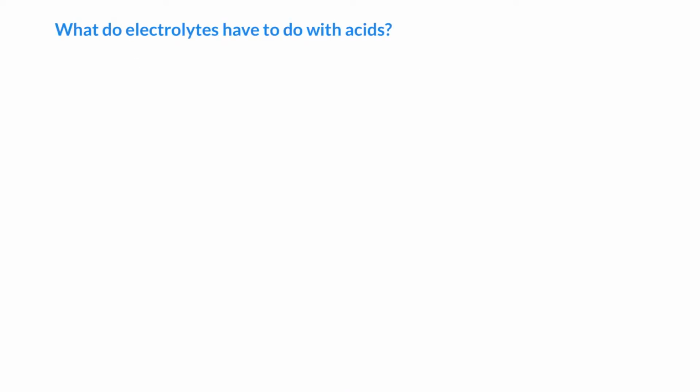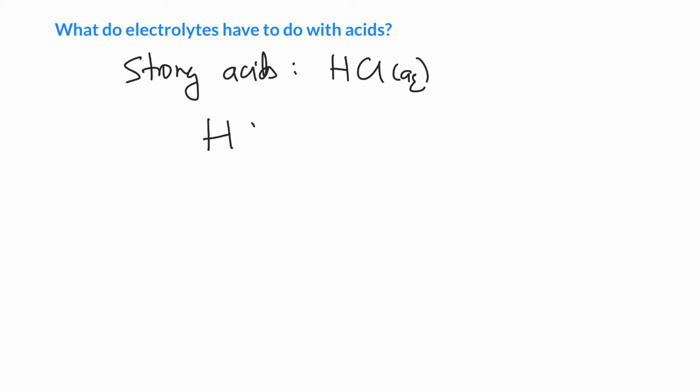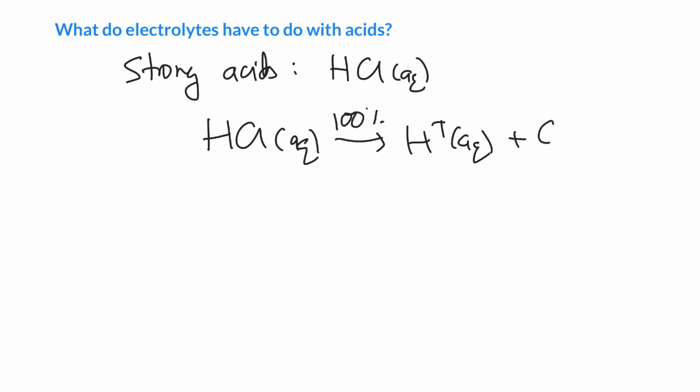Now you might be saying, well, that's very exciting about electrolytes, but what do electrolytes have to do with acids? It turns out they have a lot to do with acids, because we have acids that we call strong, and strong acids are things like hydrochloric acid, or HCl. The reason it's a strong acid is that it completely breaks down 100% of the time in solution. So 100% of those HCl molecules break down, and for every 100 molecules you've got 100 H+ ions and 100 of those counter ions, those chloride ions.